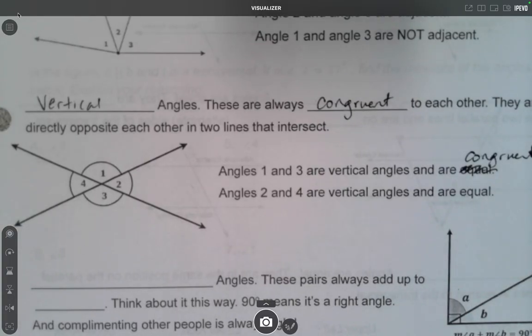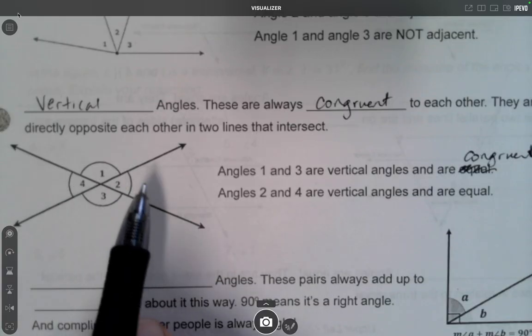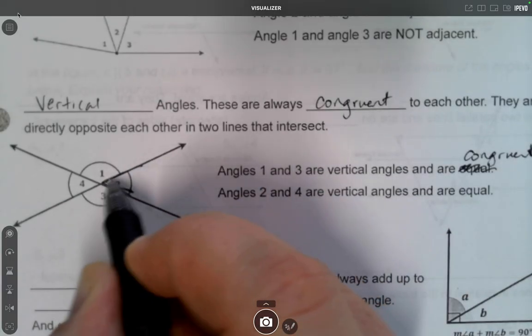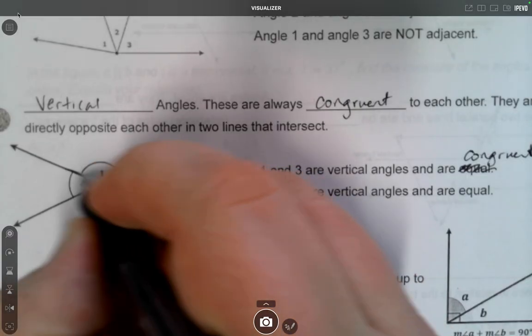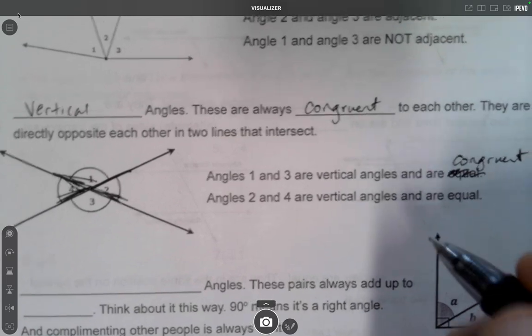So angles 1 and 3 are vertical angles, and all vertical angles are congruent. 2 and 4 are also vertical angles because they're across from each other. You can also think about it as 2 creates a V, and 4 creates a V that's directly opposite it. So they're also congruent.